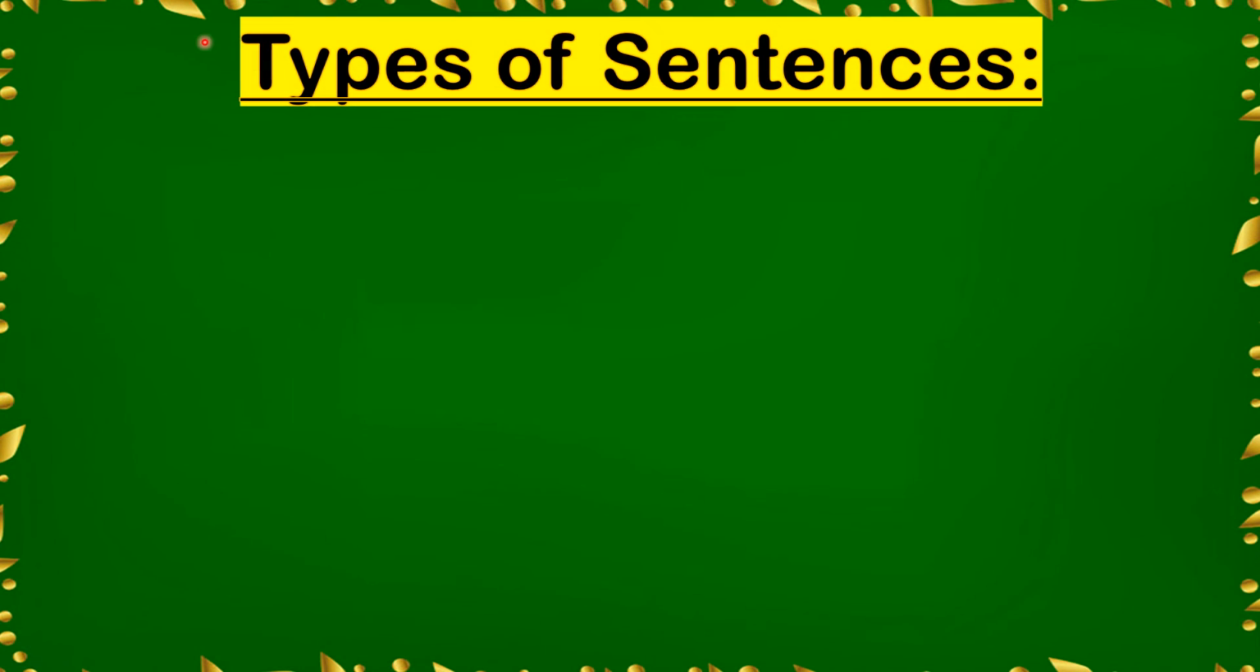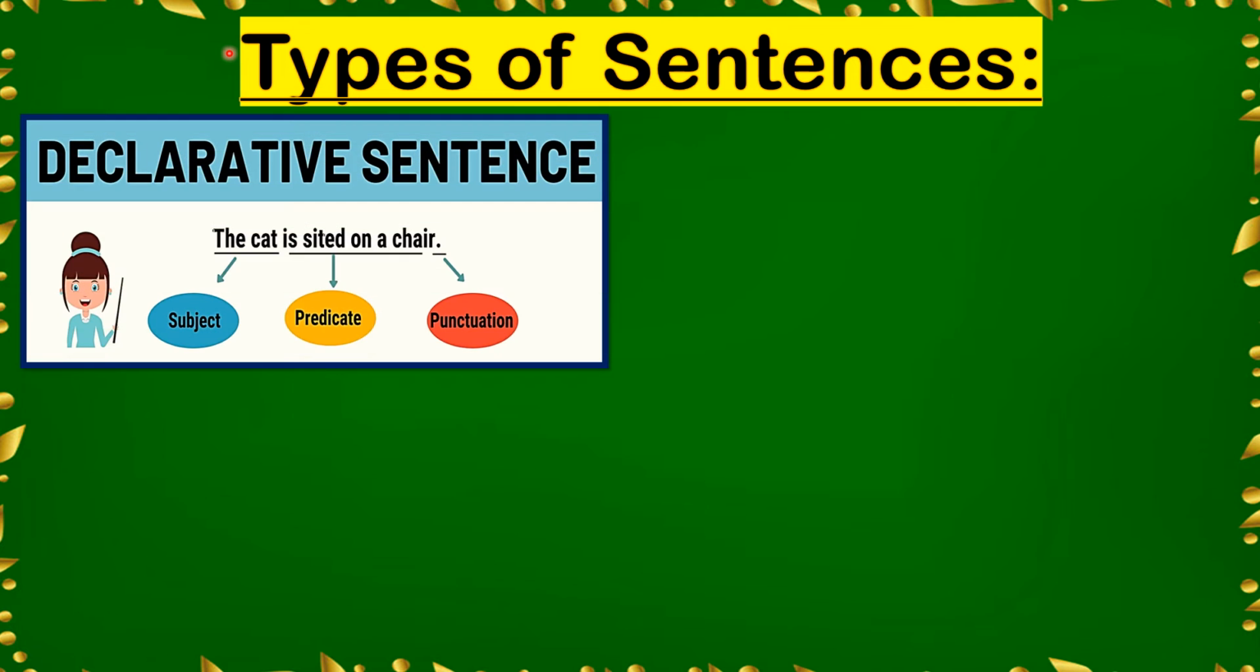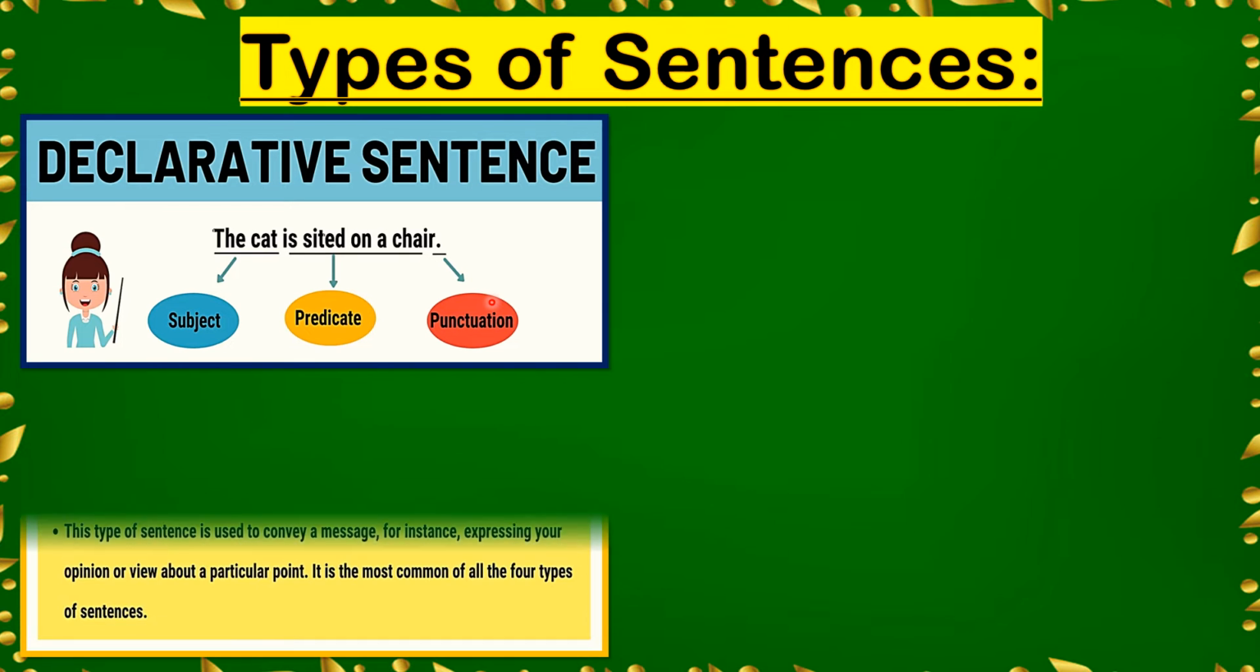Now class, let us discuss the types of sentences. Number 1, declarative sentence. The cat is seated on a chair. It ends with a period. The subject is the cat. The predicate is is seated on a chair. Punctuation is the period.